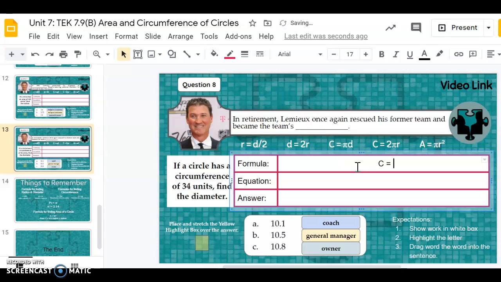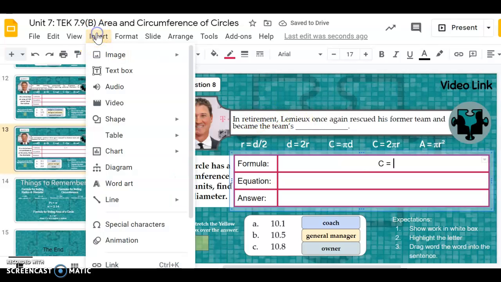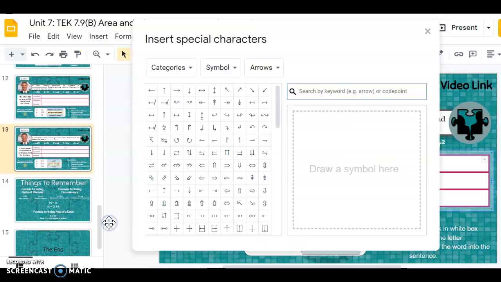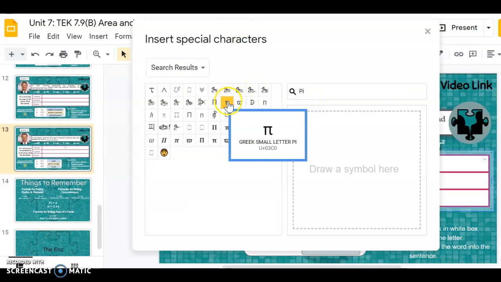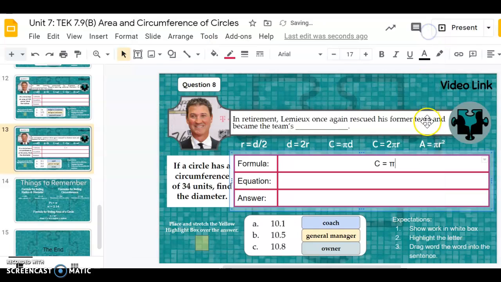So C equals, I'm going to go up to here to insert special characters, we've done this 7 times. This should be something that's really easy for all of you to maneuver. Pi d. I'm going to type in what I know. I know my circumference is 34 units. So 34 equals, what is pi?